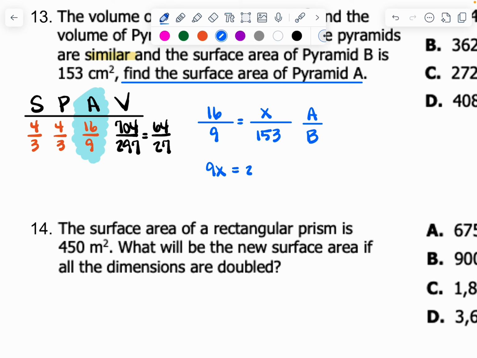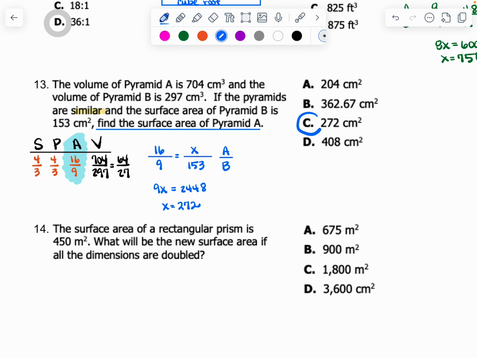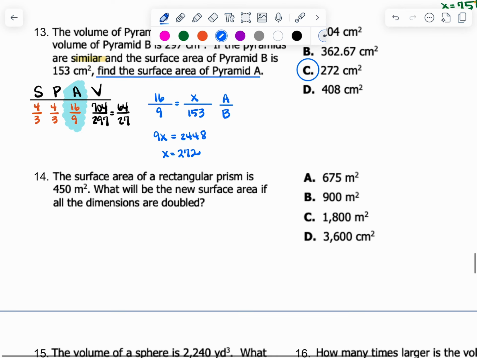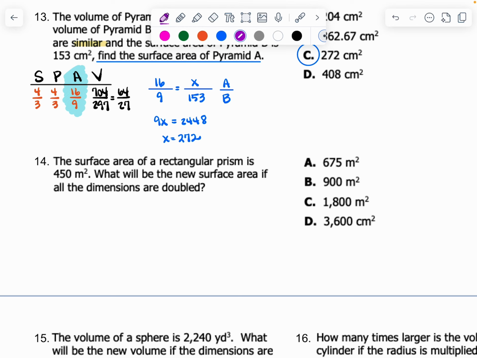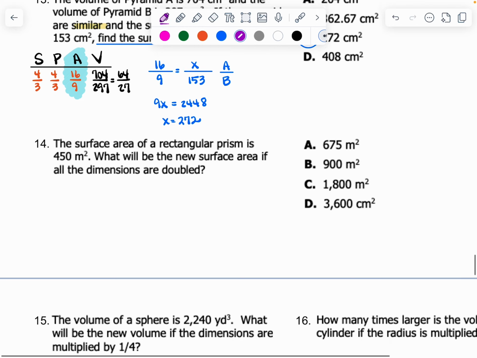And then, of course, that is the proportion that we're solving. So 16 times 153. And then we're dividing that by 9. And I'm getting 272. And then I see that answer over here. Be aware that your other multiple choice answers on a test would be everything we would expect you to do wrong if you weren't making your SPOV chart and picking your right numbers. So you just want to be super careful.